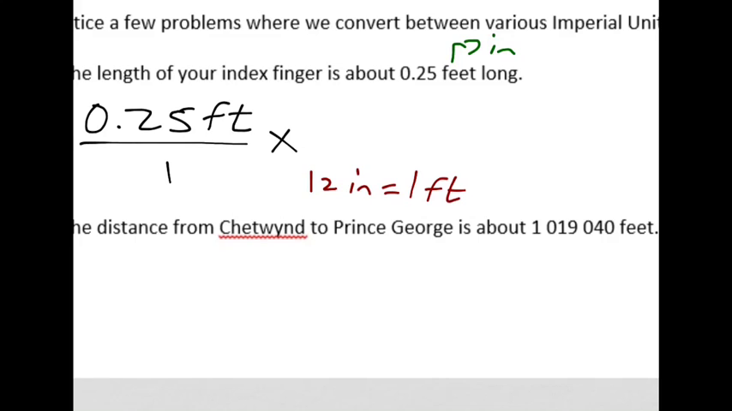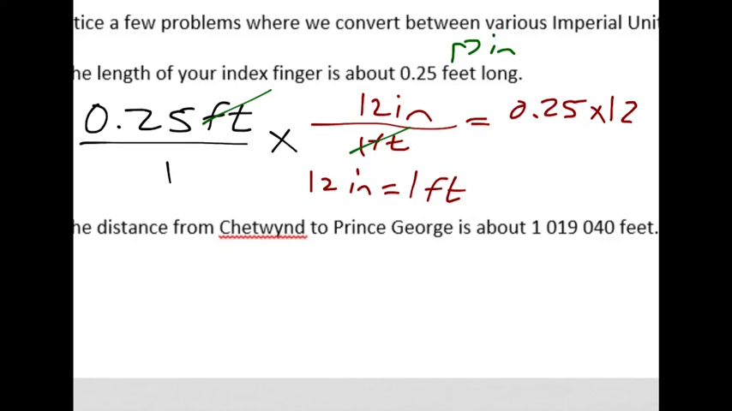Okay, so I take that relationship and I put one part or one side of that equation either as the top or the bottom of that fraction, and then do the same with the other. So where should feet go if I want to cancel them? On the bottom, right? So I put a foot on the bottom, and then therefore 12 inches has to go on top. And you'll notice that I have feet on the top and feet on the bottom, so they will cancel. And I'll end up with basically just 0.25 times 12.